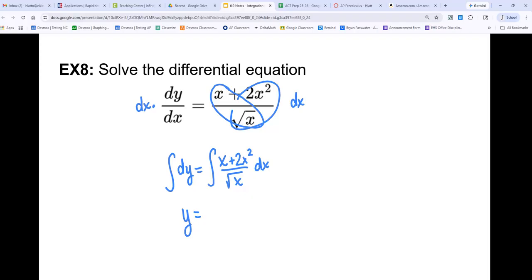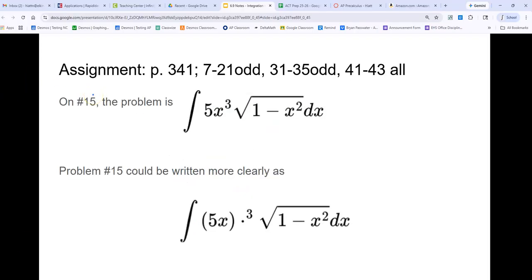So when they give you, say, solve a differential equation and it says dy dx, it's really just saying to integrate that stuff over there on that right side. So your homework is from the book. You have these problems here.